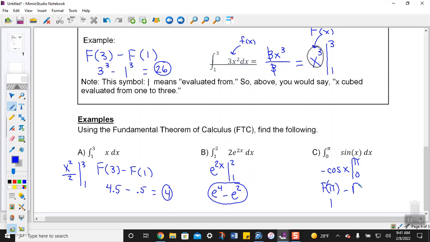Minus f of 0. Well, my friends, f of 0 is clear over here on the right, but that's a +1 over there for cosine. But the negative sign really makes it a -1, so we go minus -1. What's that going to equal? 2.